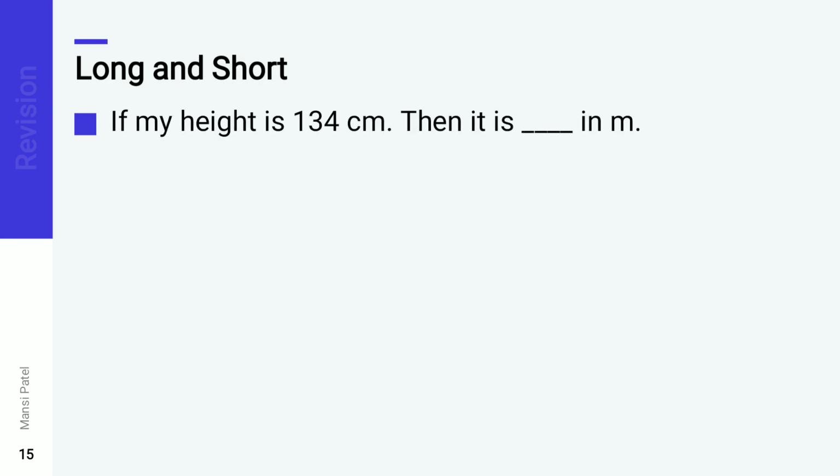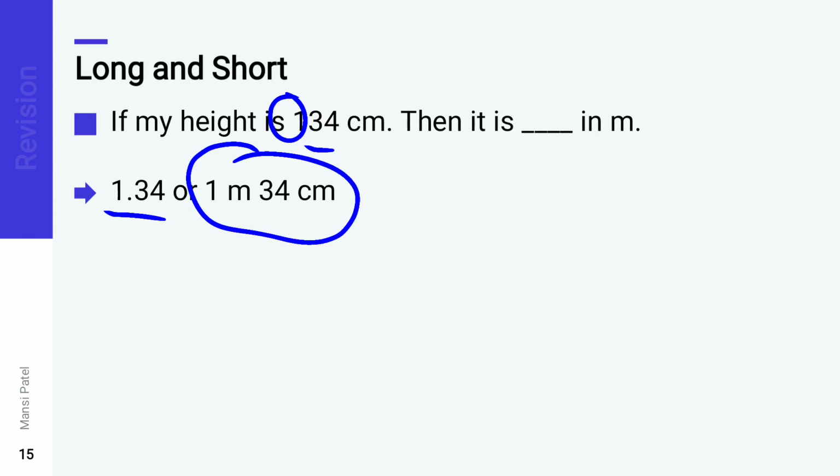Now another one is, if my height is 134 centimeter, then how many meters is it? As we already know, 1 meter is equal to 100 centimeter. So the last two digits are your centimeter, and whatever is written before that is your meter. So we can say that 134 centimeter is equal to 1 meter and 34 centimeter. You can write it down both ways.